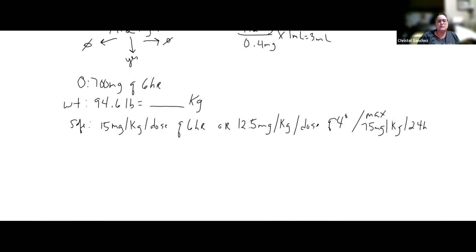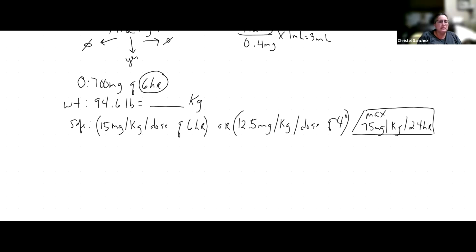All right. So what we got to look at here is a couple different things. We got this safe range. We got this safe range. And then we have our max in 24 hours. Okay. Now, for this problem, which one do y'all think we should use? Should we use the 15 milligrams per kilogram, or should we use the 12.5 milligrams per kilogram? All right. So we're going to use the first one. And why? We're using the first one because our order is Q 6 hours. Okay. So I want to use the safe dose range that's going to be similar or exactly to what my doctor's order is for.